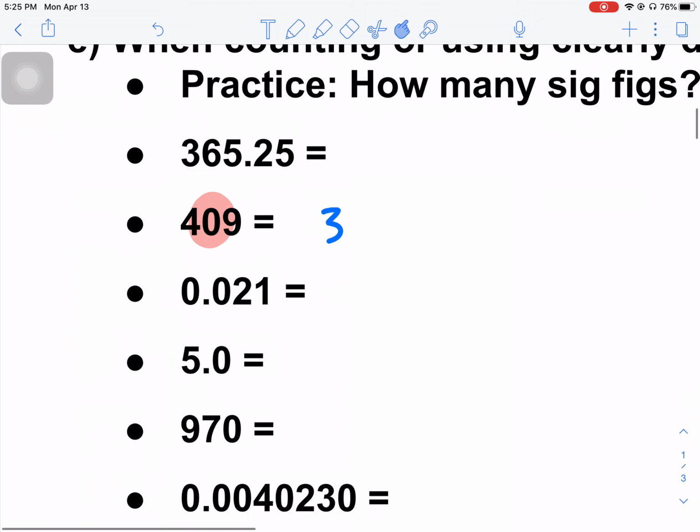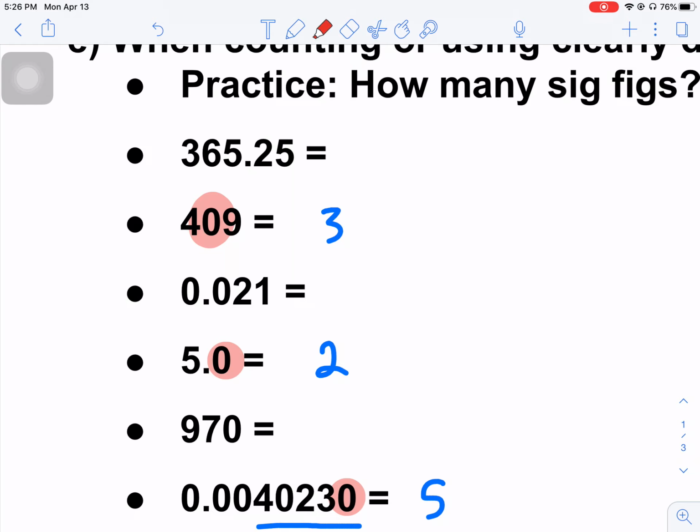Another example of when a zero is significant is if it is a final zero after the decimal. The two examples here have a zero that's after the decimal. I say that it's a twice right rule. So 5.0 would have two sig figs, and 0.0040230, starting with the 4, would have 5 sig figs.